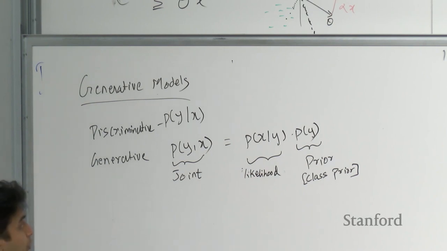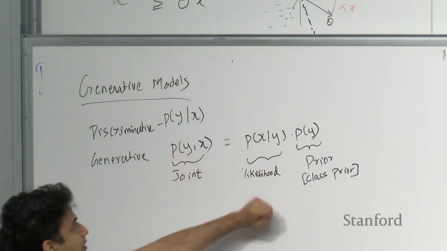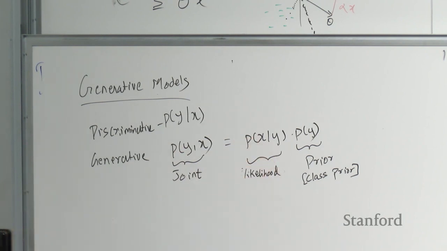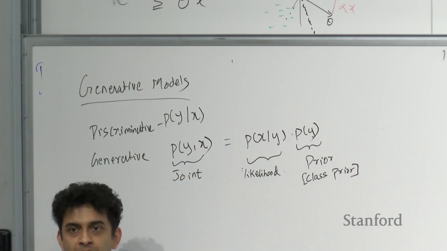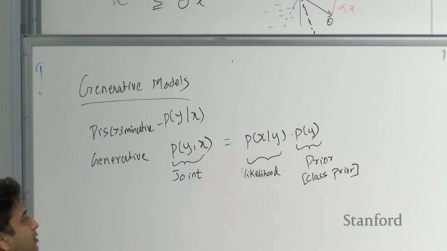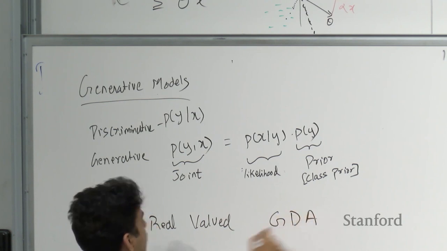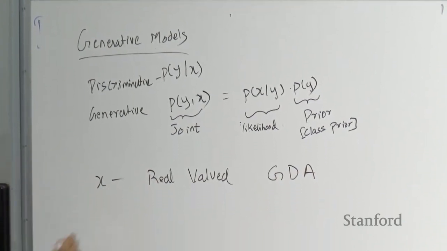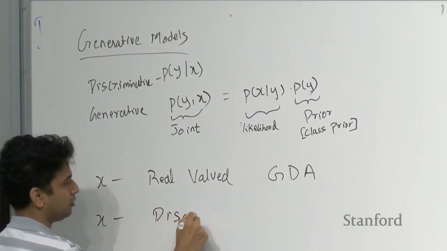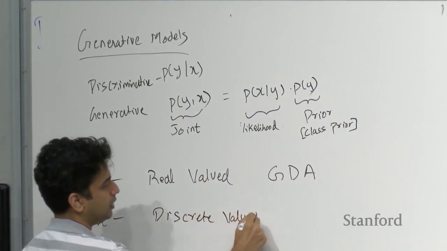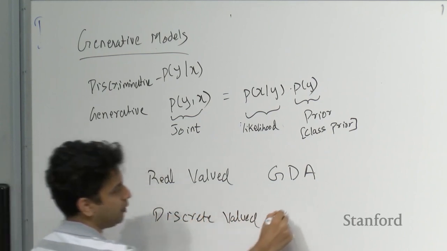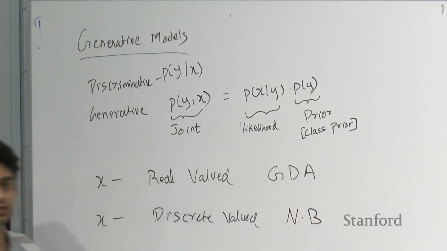So we model both y's and x's, or x given y's, and depending on the data type of x, x could either be real valued, for example in GDA, or x could be discrete valued. And we saw one example of discrete valued x, which was naive Bayes.